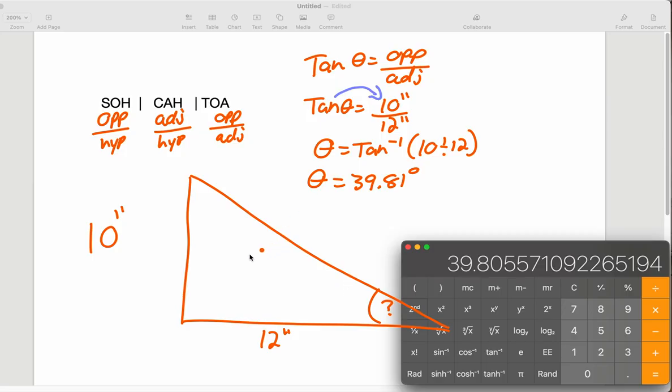Now, conversely, let's imagine we didn't know this side length was 10. Let's say we knew that the angle is 39.81. So now we have tan of 39.81 is equal to opposite over 12 inches.